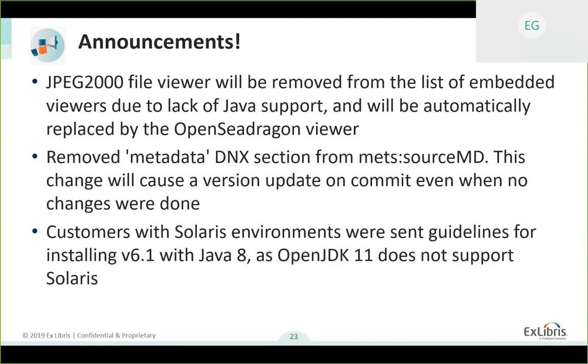So several important announcements which you can find also in the release notes. I think I've mentioned most of them. The JPEG 2000 viewer was removed and is automatically replaced by the OpenSeadragon viewer. But of course, if you have your own external viewers, then you can continue working with them. In addition, we're doing a cleanup for the METS files, and part of that, we removed the redundant metadata DNX section from the source metadata.